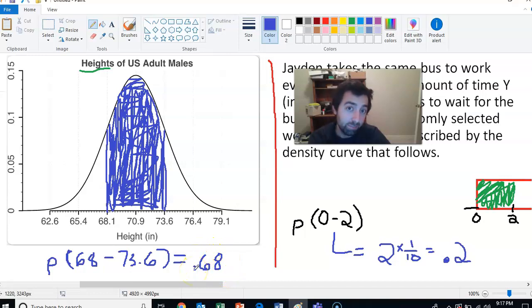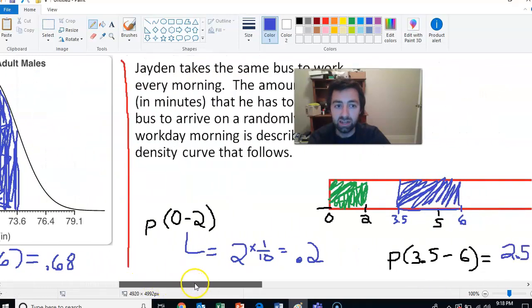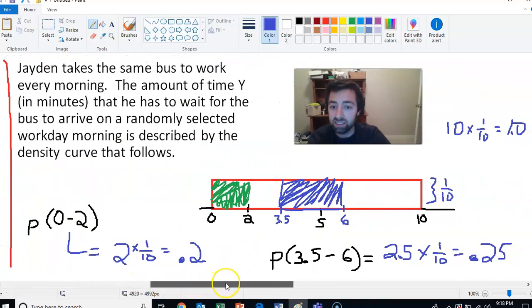Now, if 68% of it is shaded, then that means that if I were to pick a random person off the street, there's a 68% chance that that person's height is between 68 inches and 73.6 inches. That was the same thing that we were saying here.